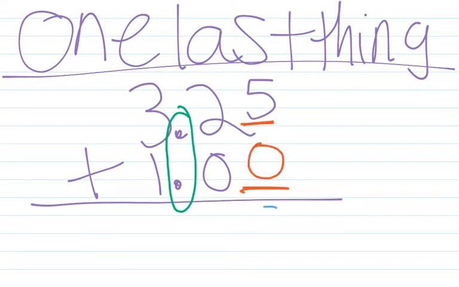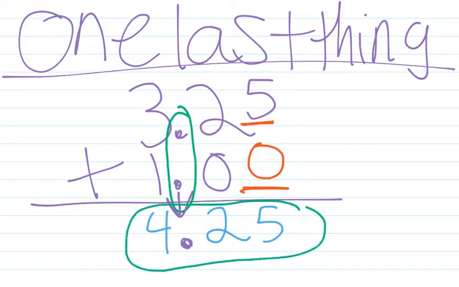So now I'm going to add this all up. So 5 plus 0 is 5. 2 plus 0 is 2. 3 plus 1 is 4. Am I done? Absolutely not. I have to pull down that decimal point. So my decimal point goes right here. So my final answer for these 2 decimal numbers to be added is 4.25. Please, please, please remember that, okay?